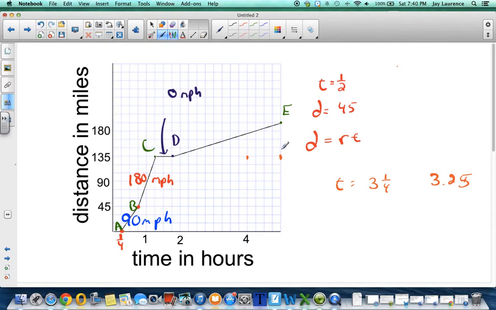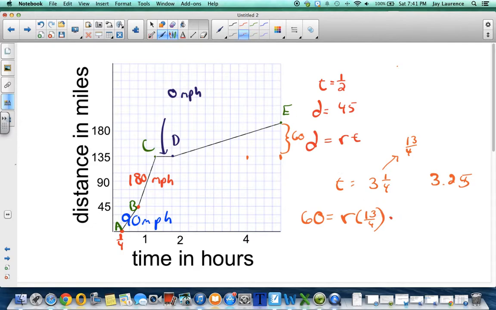It was from here. Each one is 1, 2, 3, 4. Let's see, 1, 2, 3 is 45. So each one must be 15. So this distance here must be 60 miles. So my distance is 60. My rate is unknown. And I've got this 3 1/4, and I'm going to turn this into 13/4. And I think this is going to be an ugly answer, but I'm not afraid of it. 13/4. Okay? And so I'm going to do a little Wonder Woman trick here.